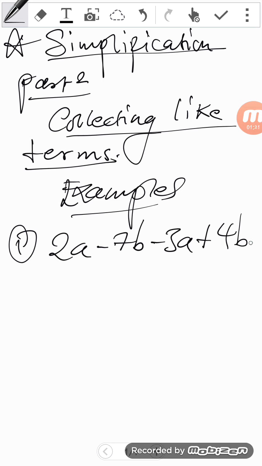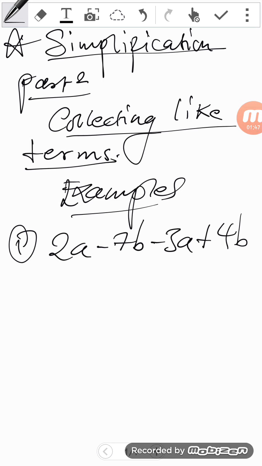So if you look at 4b, 4b is having the positive sign. Then if you look at 3a, 3a is having the negative sign. Then 7b here is having the negative sign as well. Then 2a is having the positive sign. Positive is not shown here because positive is not seen when it's outside, unlike it being inside. So now, with that said, we can quickly collect the like terms.